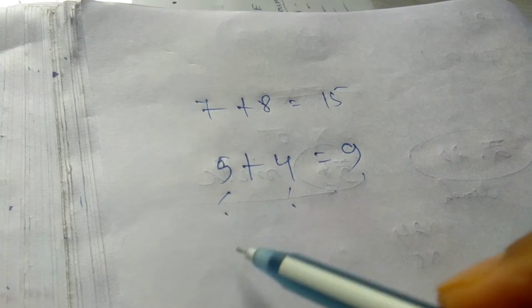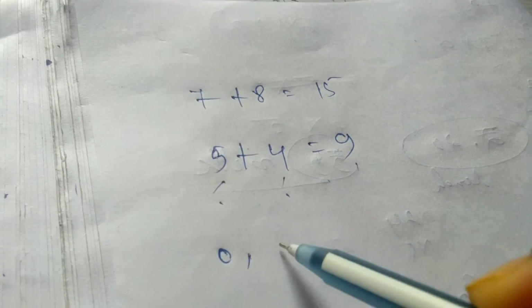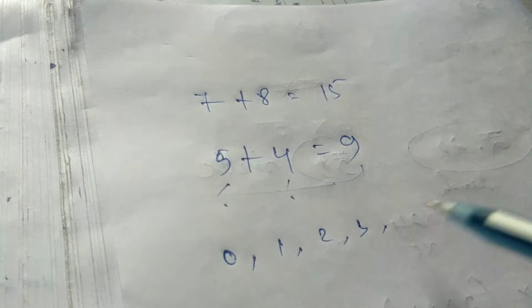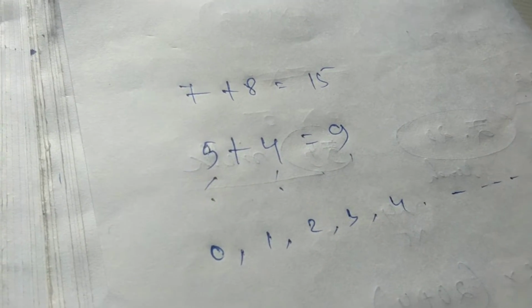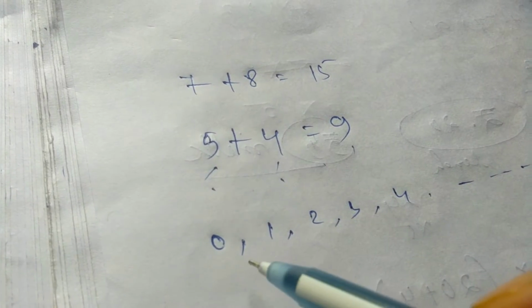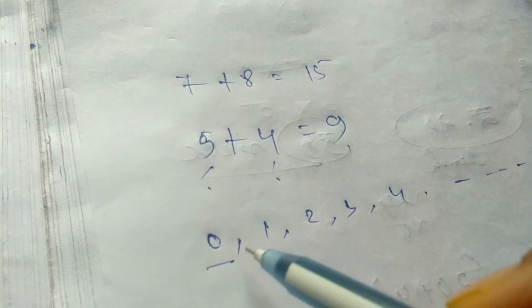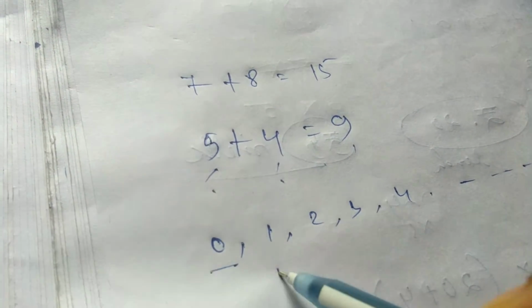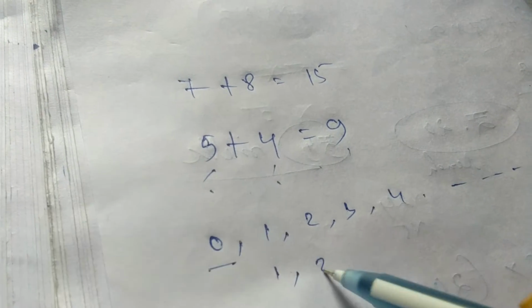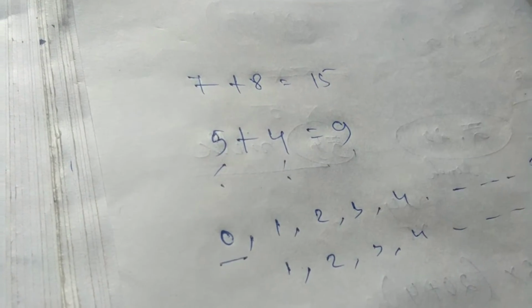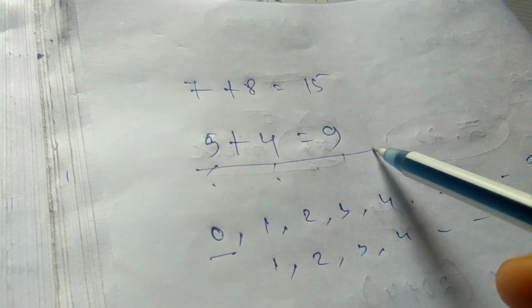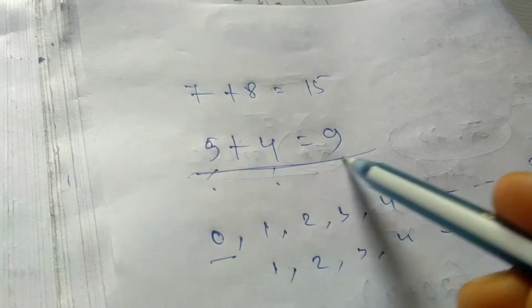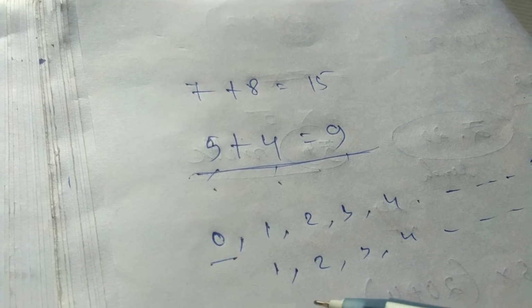So what do we mean by whole numbers? We know that they are 0, 1, 2, 3, 4 and so on. So all these numbers are whole numbers. Whole numbers start from 0, and we know that natural numbers start from 1, 2, 3, 4 and so on.